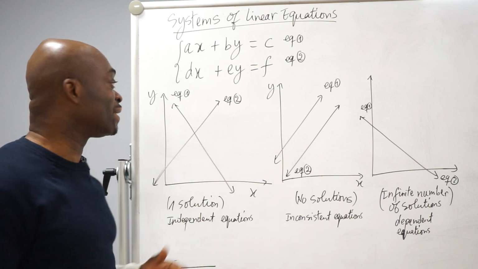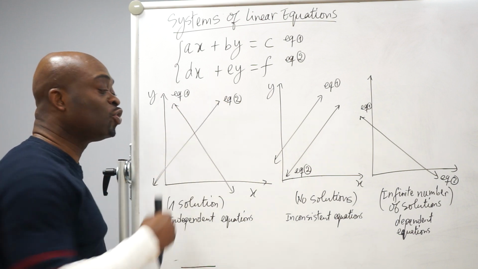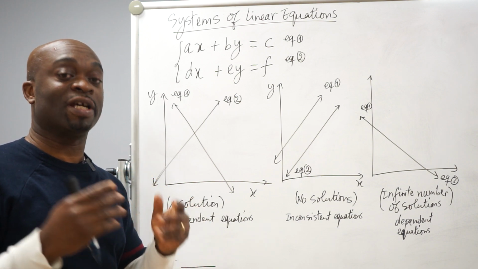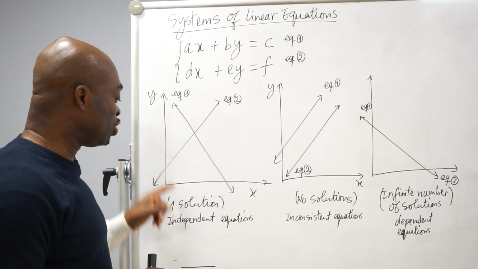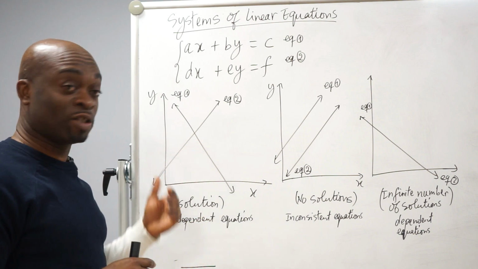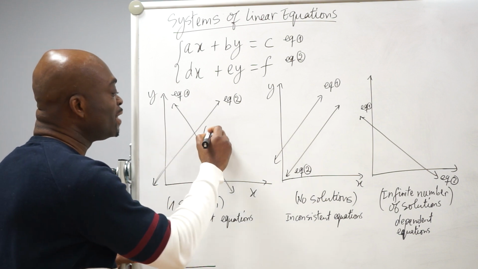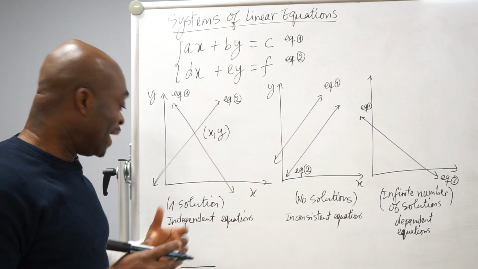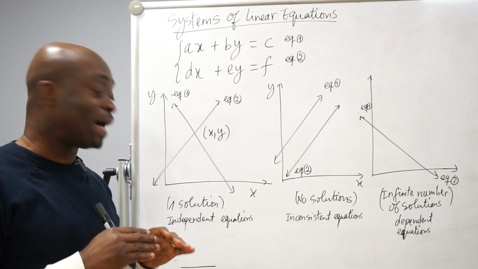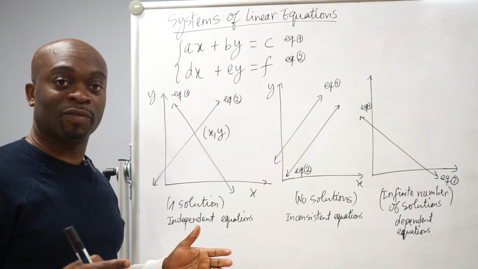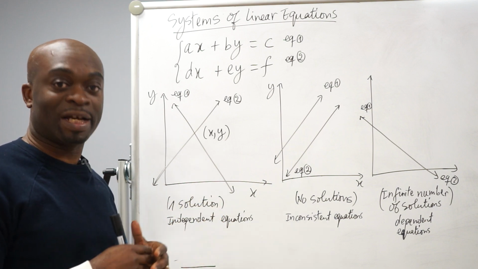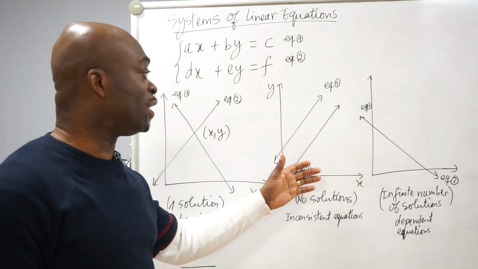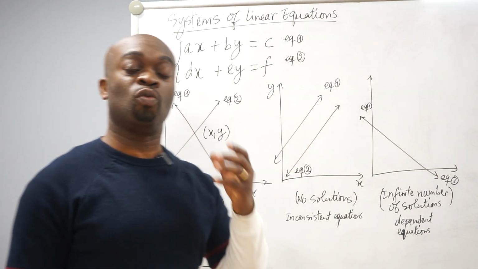It can happen that equation 1 and equation 2 cross. That means intersect, all right? If they cross, that means you have one solution, and the one solution in that case is usually the x and the y here. That's what we call the one solution case, okay? And then we say that those two equations are independent, so they do not depend on each other. They are independent.